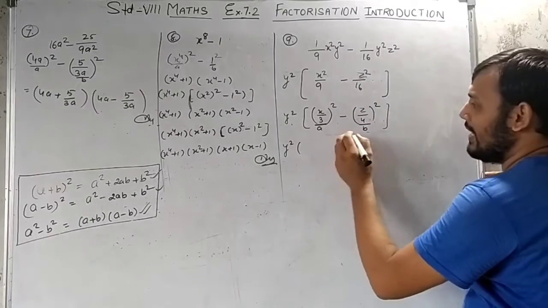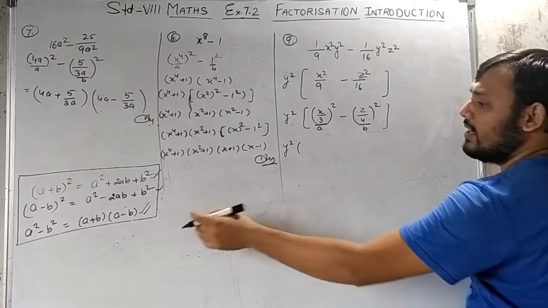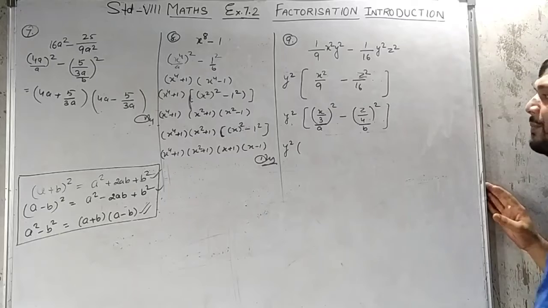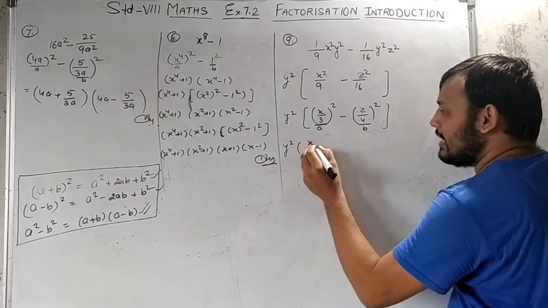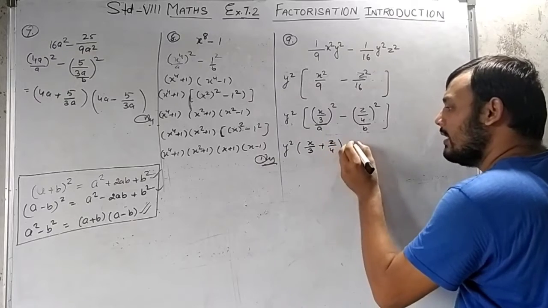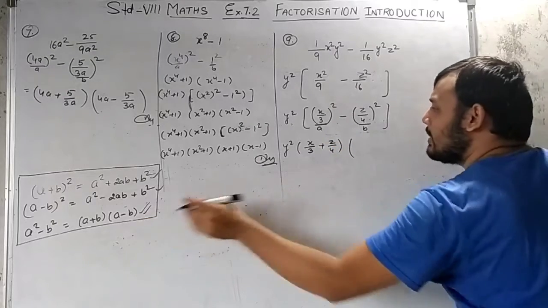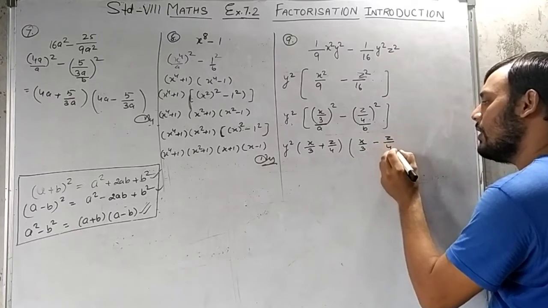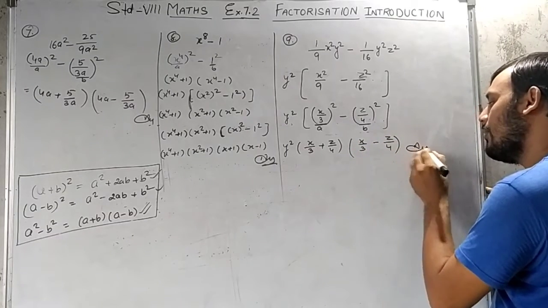So what we will find out here, a square minus b square, and a square minus b square is a plus b into a minus b. So we can write here a plus b, that is x by 3 plus z by 4, and in the next bracket a minus b, it means x by 3 minus z by 4. So this is our final answer.